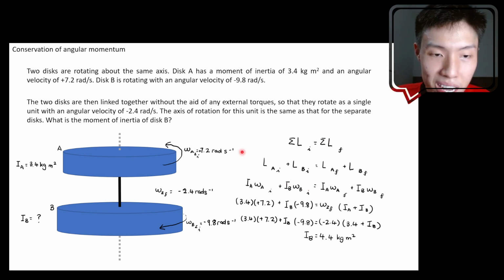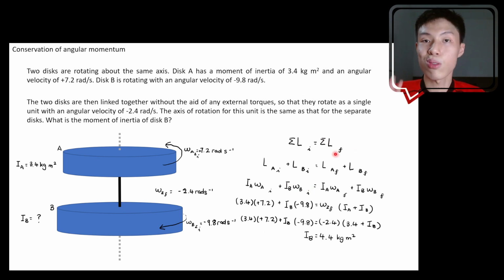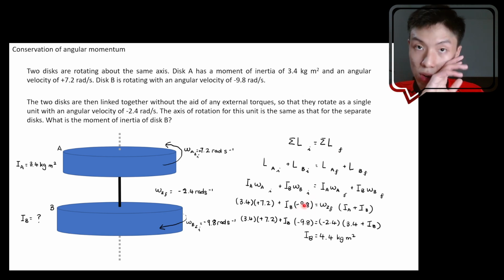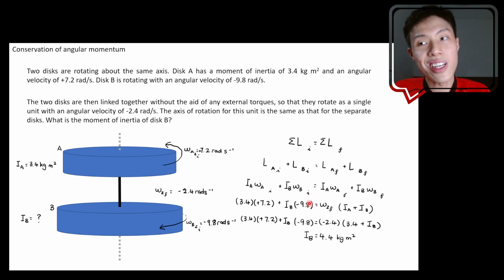If you write it like this, it is also fine. Don't purposely go and write in the Z. I'm just telling you that there is actually a Z there, allowing you to put in a negative sign for your angular velocity. Okay, so that's how you solve a question for conservation of angular momentum.